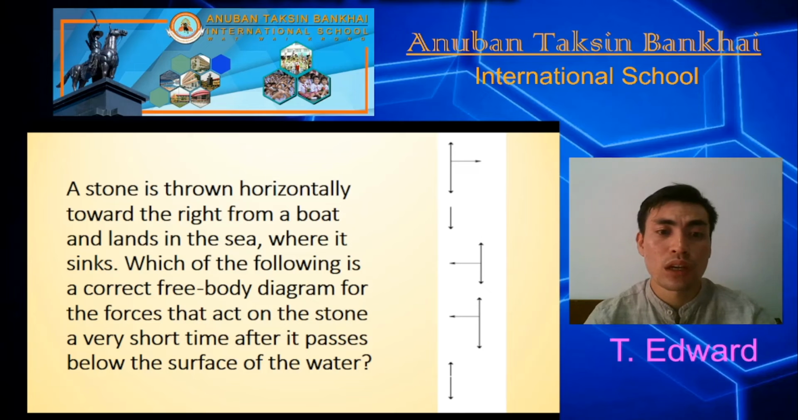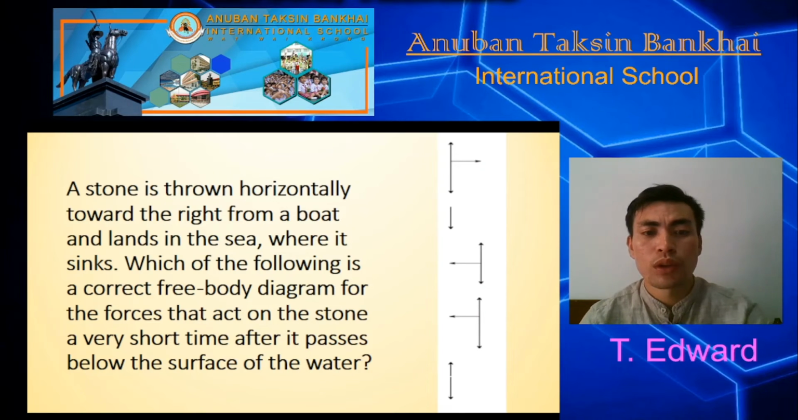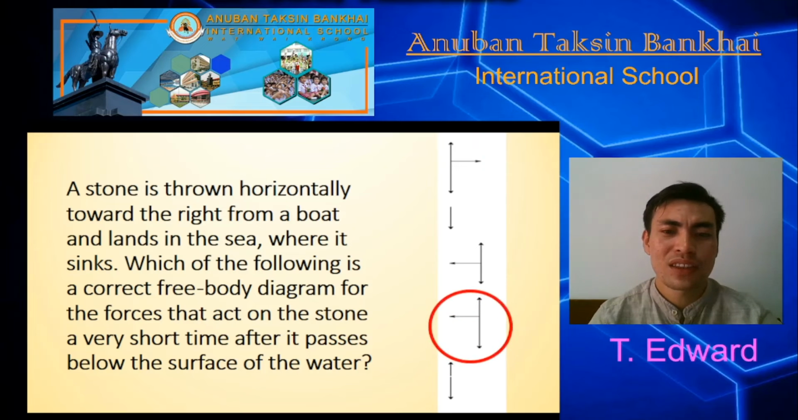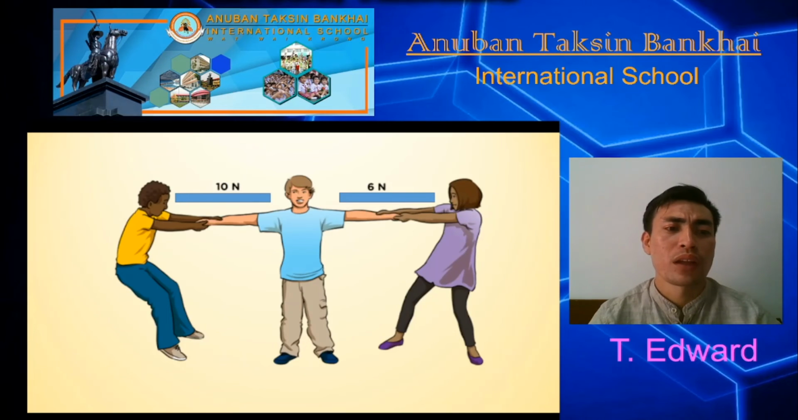Okay, so there are 5 pictures or 5 diagrams here, which one do you think is the correct answer? Alright, the correct answer is this one, because it says from a boat it was thrown to the right, and it lands in the sea where it sinks. It means it goes down. Alright, what about this one?